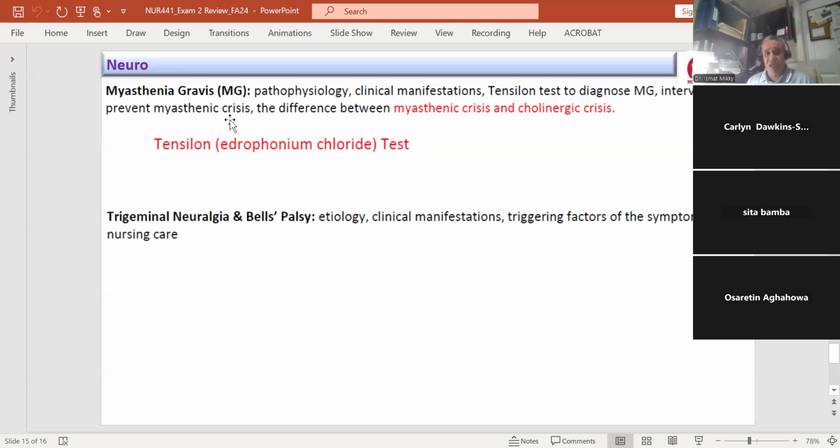Trigeminal neuralgia and Bell's palsy. So the assessment of trigeminal neuralgia attacks, including the triggering factors, characteristics, symptoms, manifestations, and pain management techniques. The painful episodes are usually initiated by a triggering mechanism. And I think we have questions, right, in class discussions.